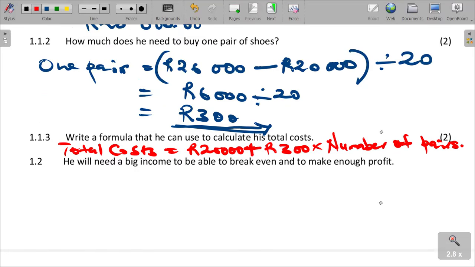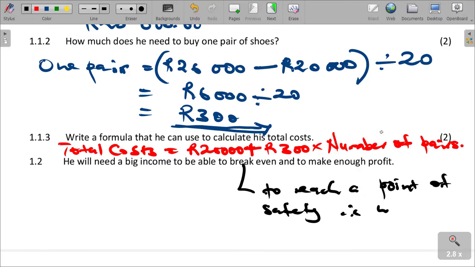And then you will need a big income to be able to break even and to make enough profit. So now let's see the question. Obviously, you need more income to break even. We said break even, just for the sake of those who might not have known this, is the point of safety.